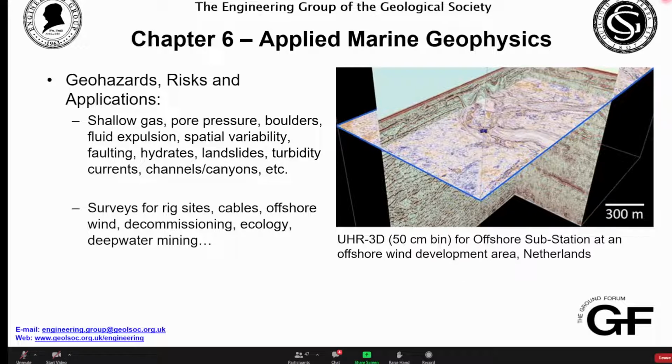And we'll specifically then talk about the different types of surveys, the scales, the specification, the types of equipment that you might use for surveying an oil and gas rig site, a cable route, a large offshore wind development that you might need for decommissioning, for ecological, archaeological surveys, or deep sea mining projects. So this will span the full range of water depths, going all the way down to full ocean depth, because cables, deep sea mining are routinely now being proposed in ultra deep water.